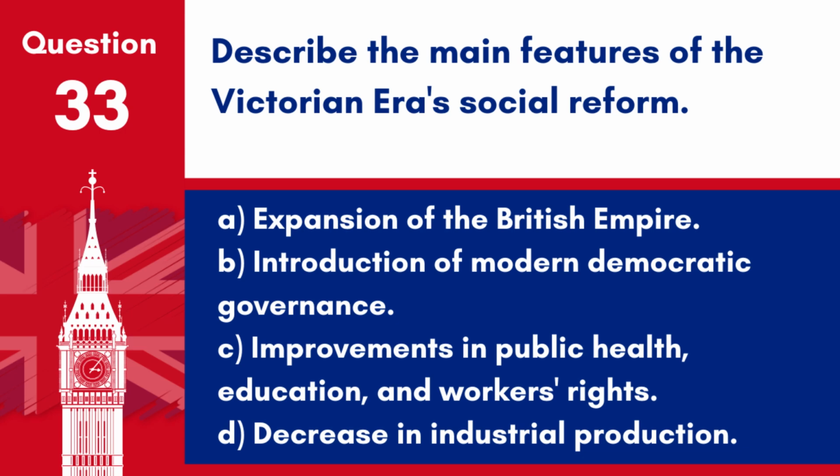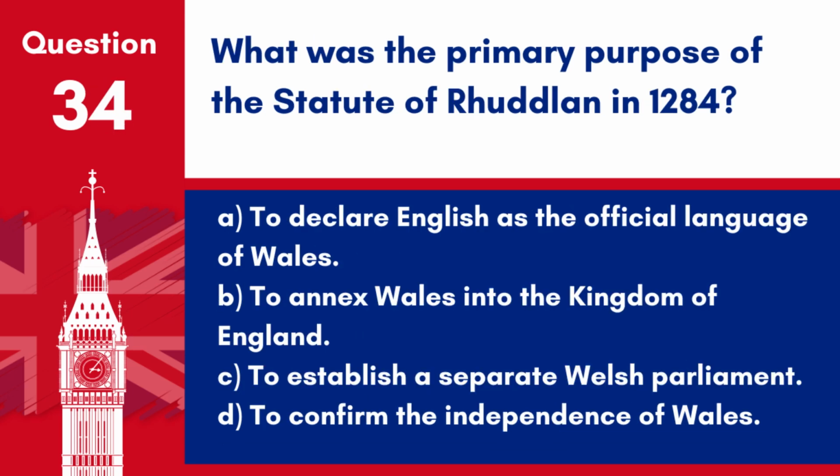Answer C. Improvements in public health, education and workers' rights. The Victorian era is noted for significant social reforms that improved public health, introduced compulsory education, and began addressing workers' rights and conditions.